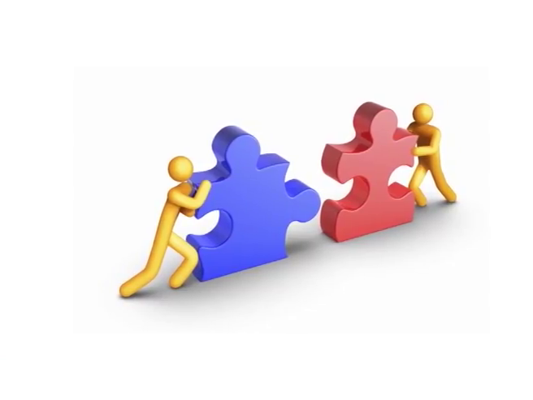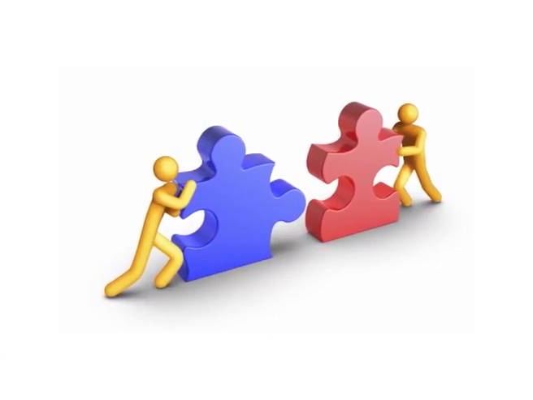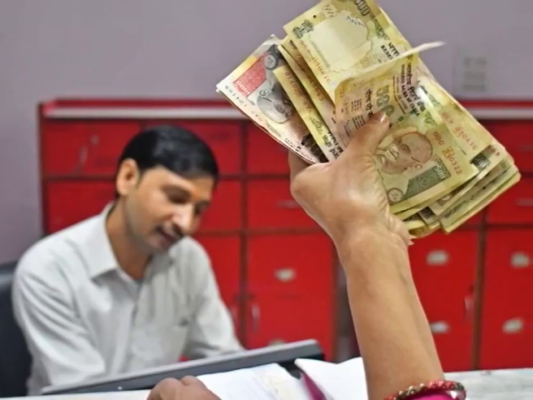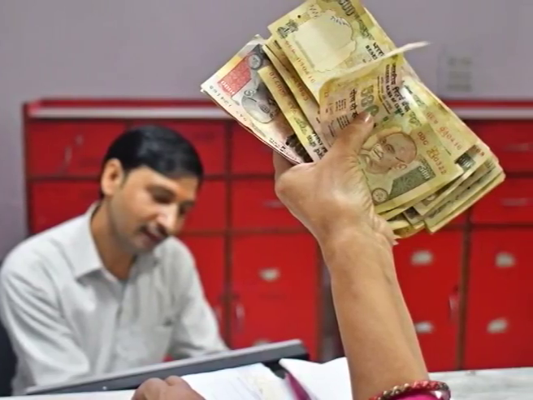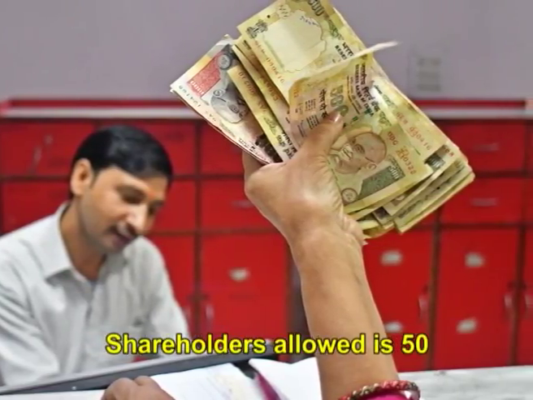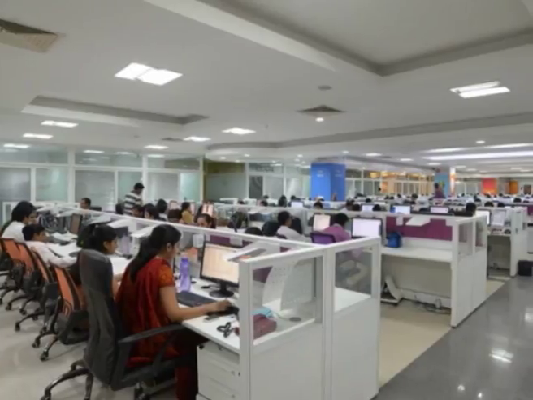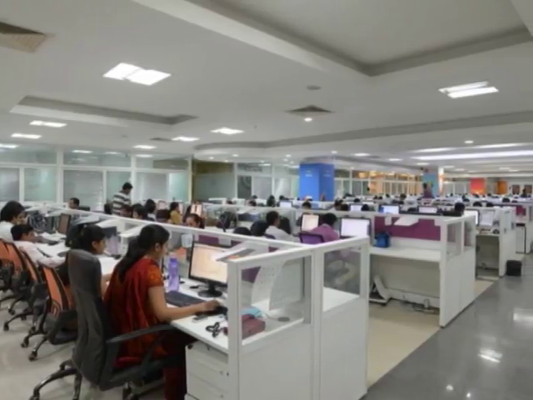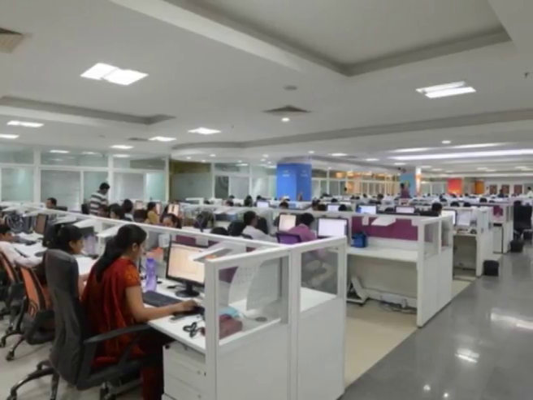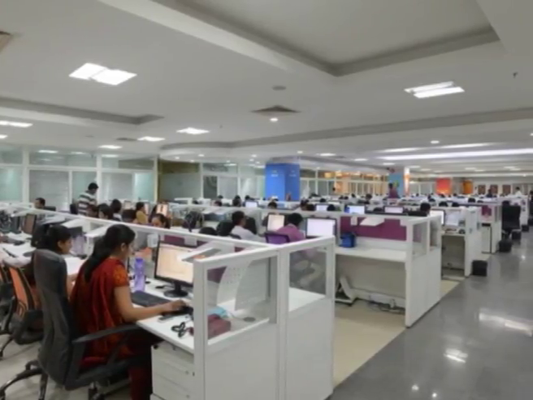Minimum number of shareholders needed to start the business is only 2. More capital can be raised as the maximum number of shareholders allowed is 50. Scope of expansion is higher because it is easy to raise capital from financial institutions, and because of the advantage of limited liability.